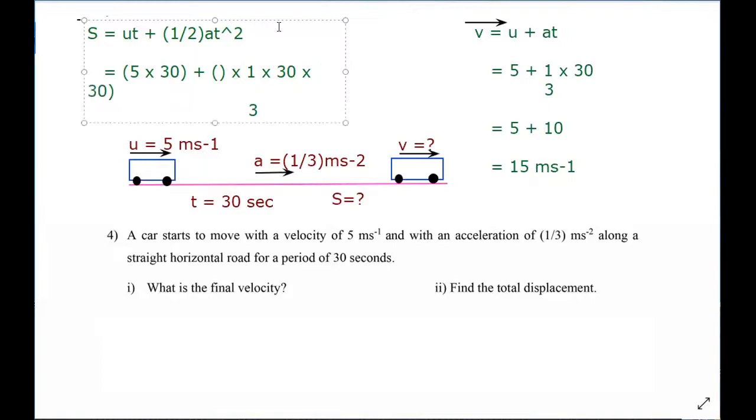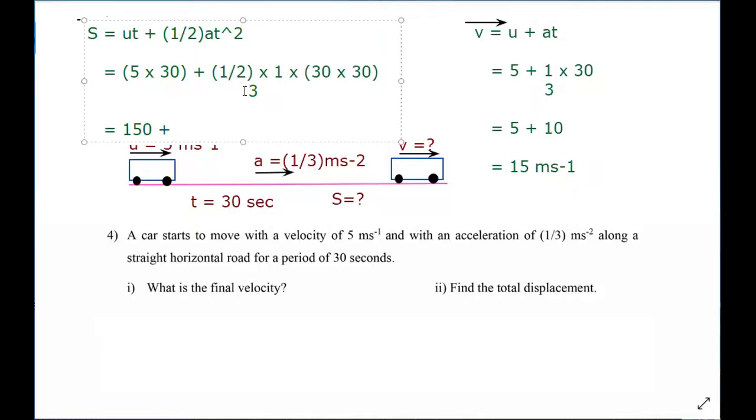So without writing 30 square, I'll write 30 into 30, because 30 square means 30 times 30. Am I right? 5 times 30 is 150. Plus, we have half here. I don't do anything to this half. If you want, you can write half as 1 over 2.